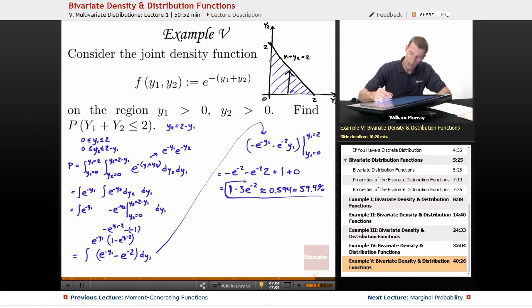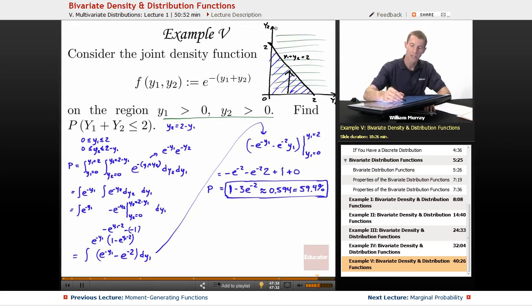The probability that y1 plus y2 is less than or equal to 2. So that's the probability that I've been asked to compute there. So let's recap that. First of all, I graphed the region, the whole region, which is all the positive quarter plane here. Let me see if I can draw that without making things too messy on the graph. So that's kind of the whole region, but that's not the region we're interested in.